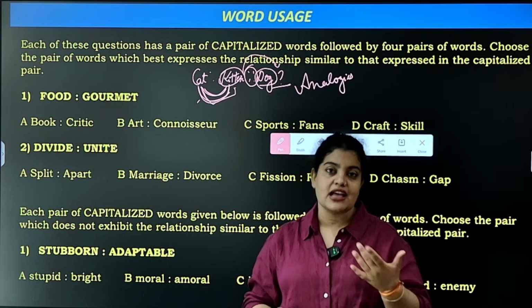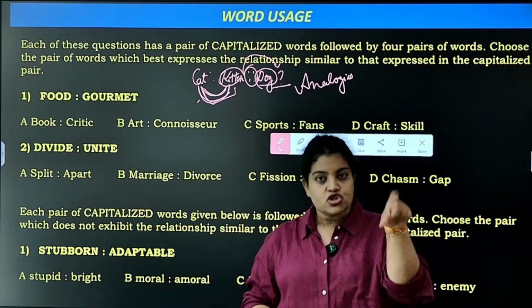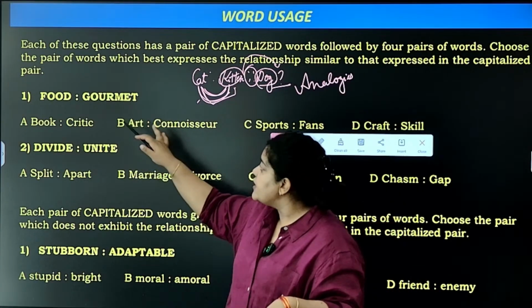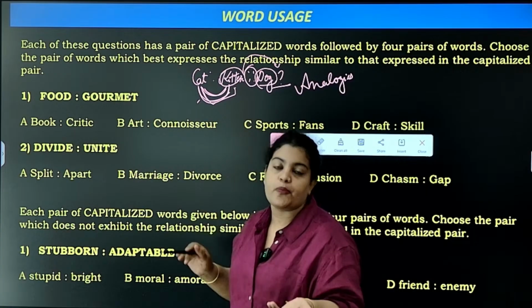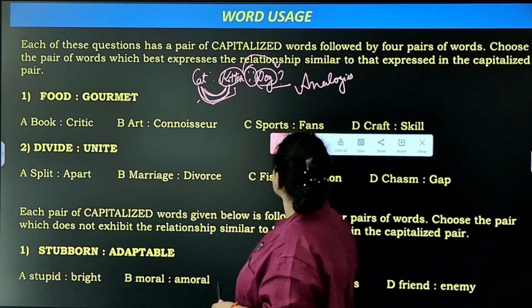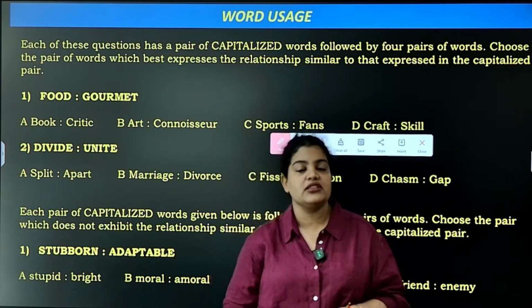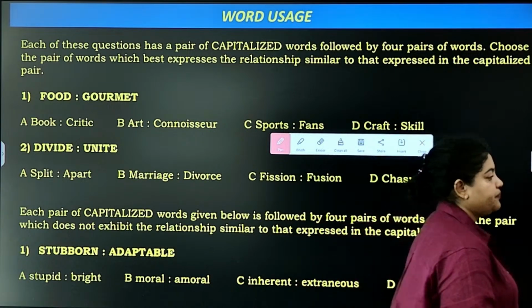Analogy by its meaning actually stands for similarity. So cat and kitten, here food and gourmet, there is some sort of relationship that we need to figure out from the options pair. I hope the things are clear now. So I'll give you a minute on these questions on analogies.